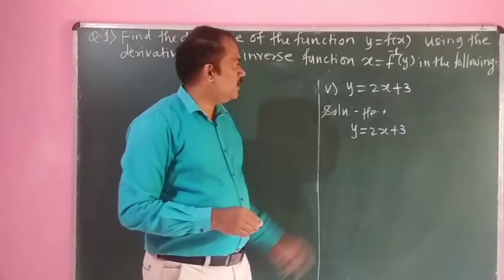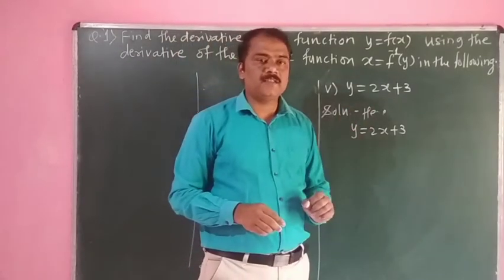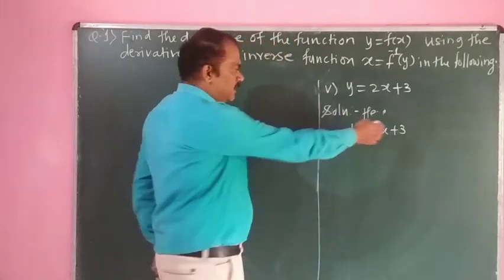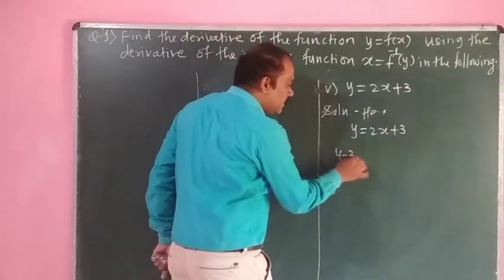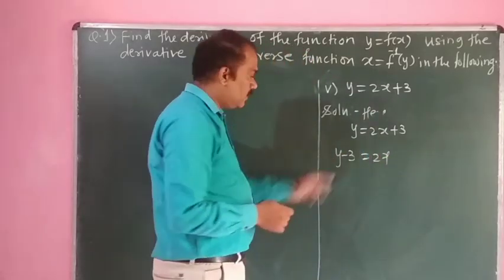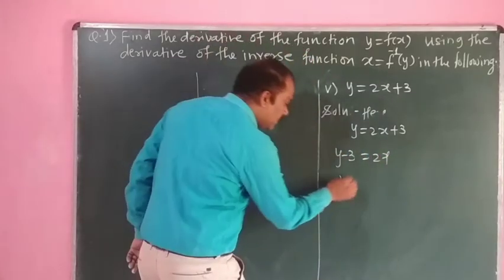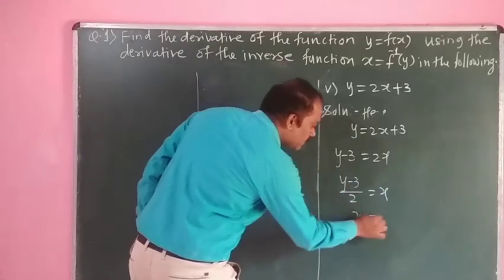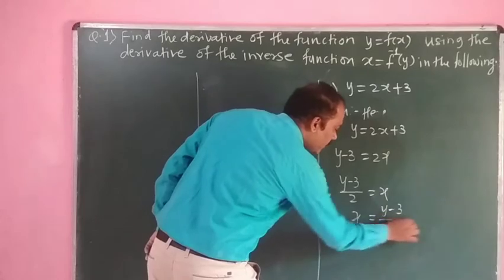Example number 5 is y is equal to 2x plus 3. First of all, we have to find its inverse function. Take this 3 on this side, that is y minus 3 is equal to 2x. This 2 is multiplied, so on this side it must be divided. That is y minus 3 divided by 2 is equal to x. That is x is equal to y minus 3 divided by 2.